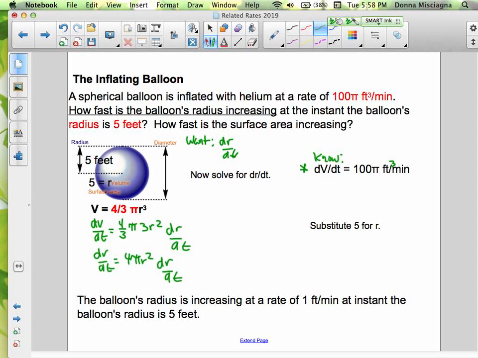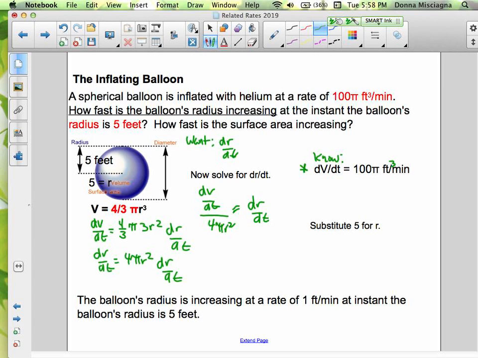We want to solve for dr/dt, so let's divide both sides by 4 pi r squared. So we have dV/dt divided by 4 pi r squared is equal to dr/dt. All right, so now all we've got to do is plug it in: plug in dV/dt, plug in r, and simplify.